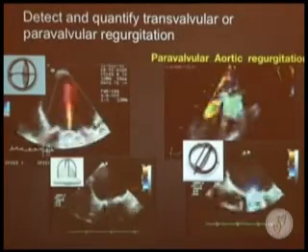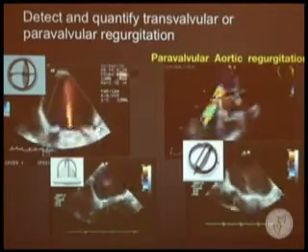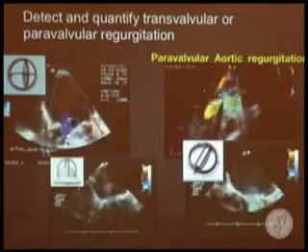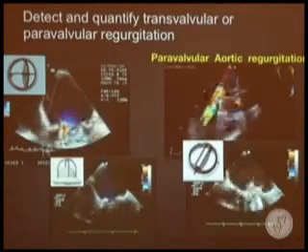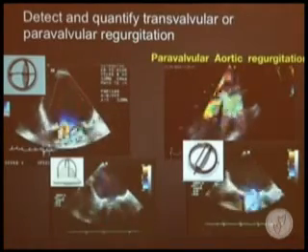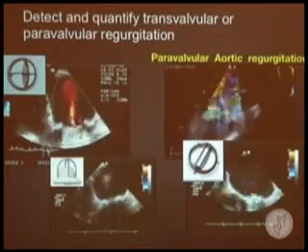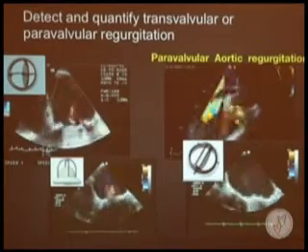There is a normal transvalvular regurgitation. But this is my patient with prosthetic endocarditis. You see here paravalvular aortic regurgitation and rocking motion of the valve because of endocarditis.